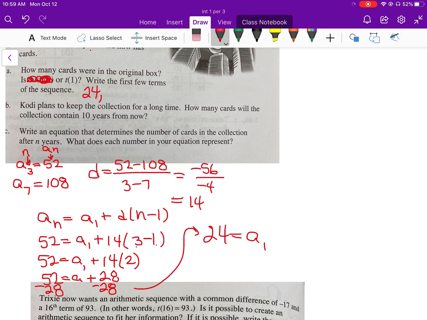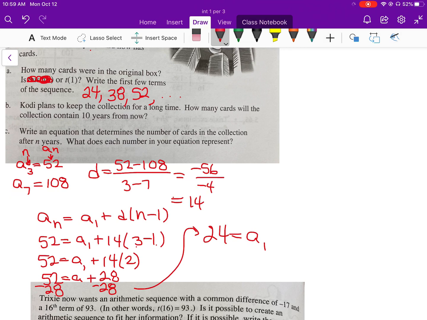And he's adding 14 each year. So how much would be in the second year? 24 plus 14? 38. Plus another 14? 52. Hey, guess what? It matches up to the 52 we had here. We're on the right track.